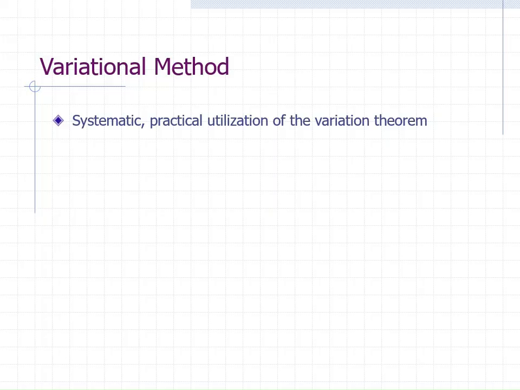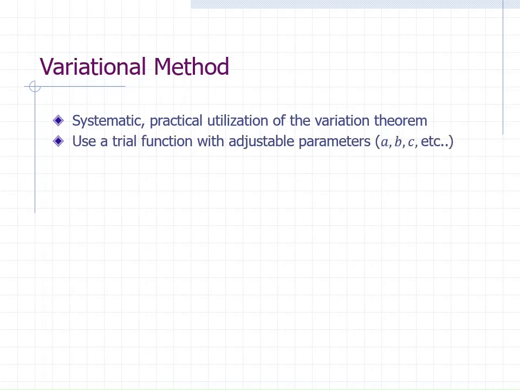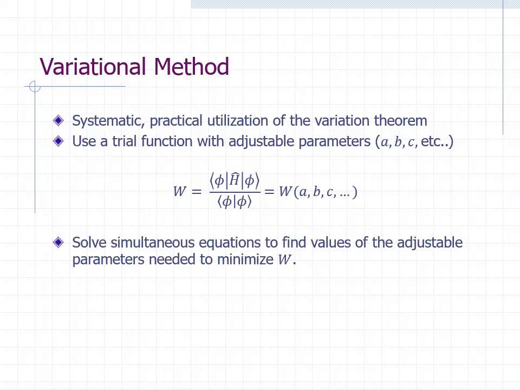Such an approach is known as the variational method. One common strategy is to use a trial function that contains adjustable parameters. For example, if we introduce parameters a, b, c, and so on into the expression for the trial function, then the variational energy W becomes a function of these parameters. Our goal is then to determine the values of the parameters that minimize W.